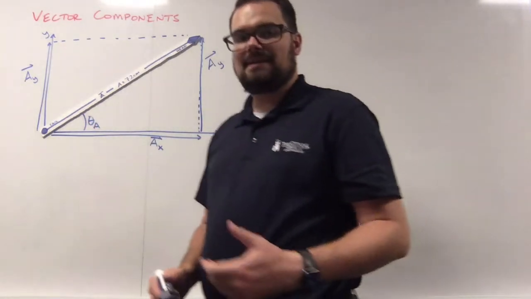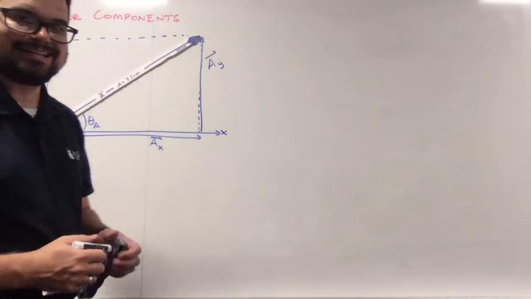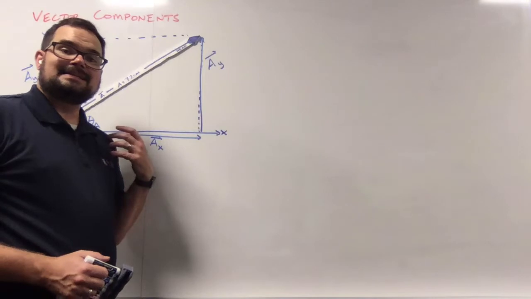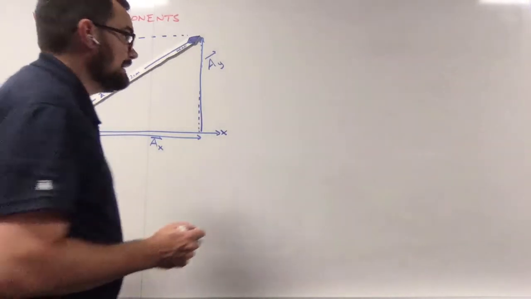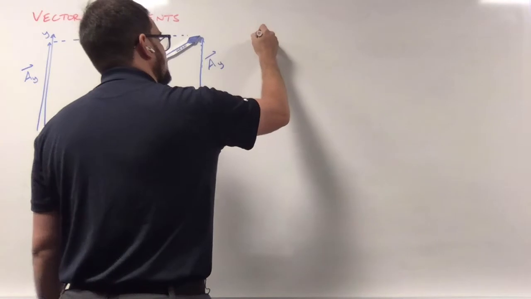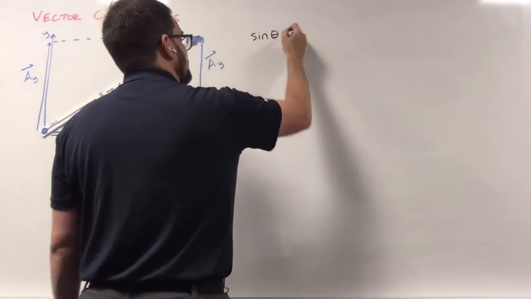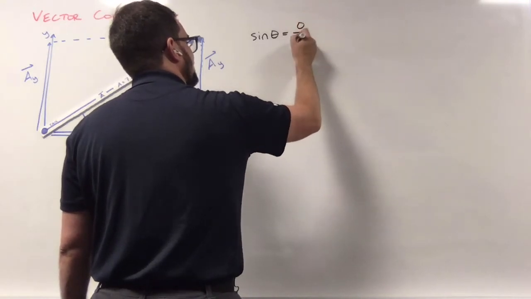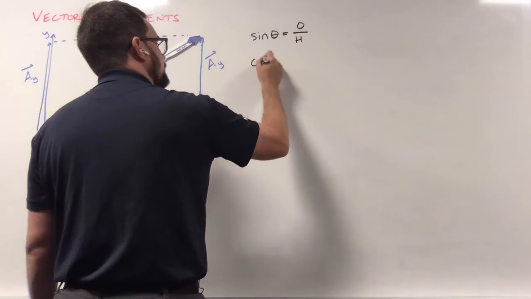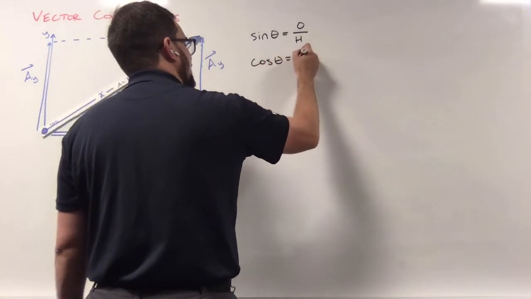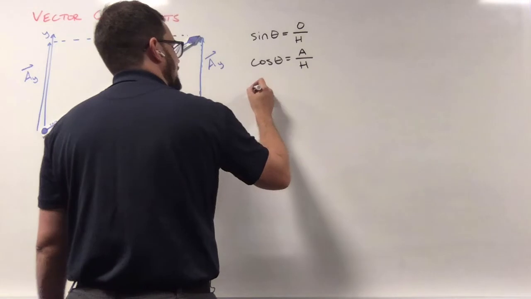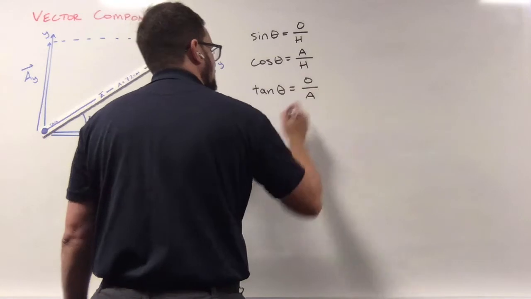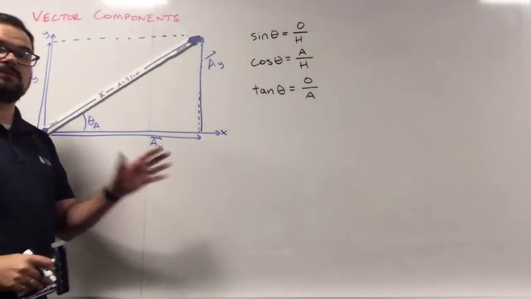And so what special functions do we have that relate the lengths of sides of right triangles? Hopefully, sine, cosine, and tangent immediately come to mind. If we remember our SOHCAHTOA, maybe you learned a different mnemonic device to remember it, the sine of some angle is going to be equal to the opposite side divided by the hypotenuse. The cosine of some angle is equal to the adjacent side divided by the hypotenuse. And the tangent of some angle would be the opposite over adjacent. Hopefully this looks familiar to you.